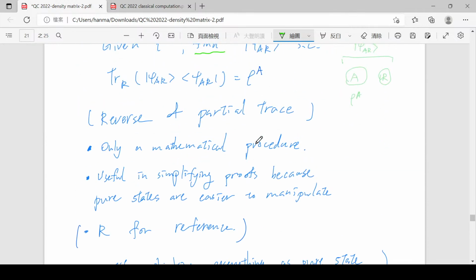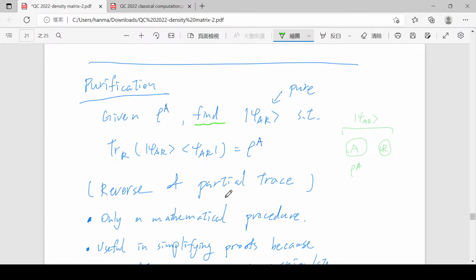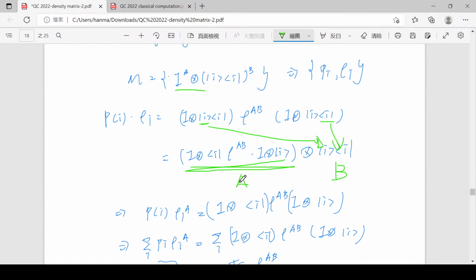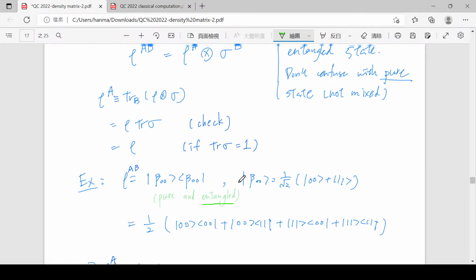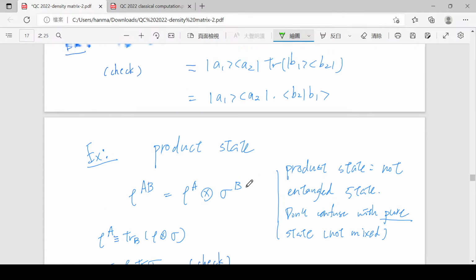So in general, this purification is not one-to-one. There are many things that are a purification of your density matrix. Or in other words, the partial trace is a many-to-one map. So partial trace is a function, but you can probably see here that many things will partial trace into the same thing.